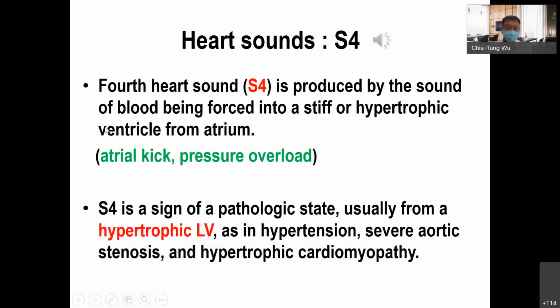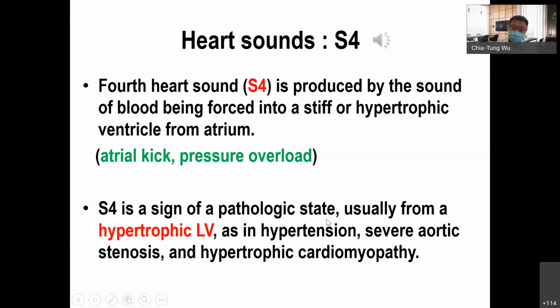And S4, the fourth heart sound, is produced by the sound of blood being forced into a stiff ventricle. To make it short, you just remember it's produced by an atrial kick, atrial contraction. So it usually means the pressure overload in the left ventricle. So S4 is a sign of an aging heart.